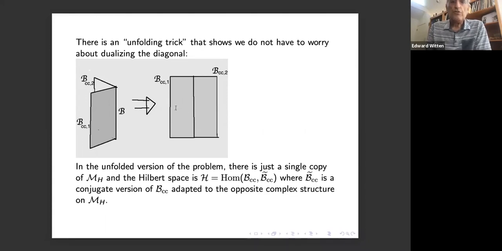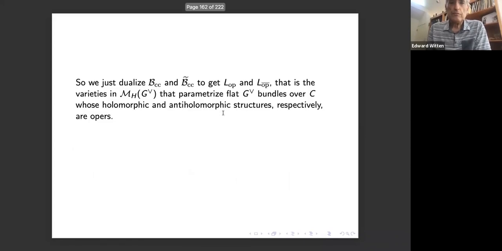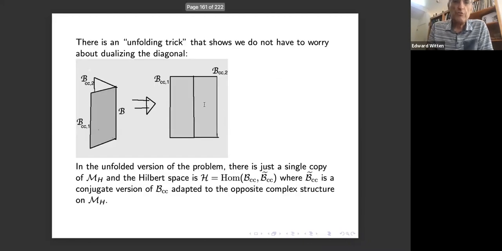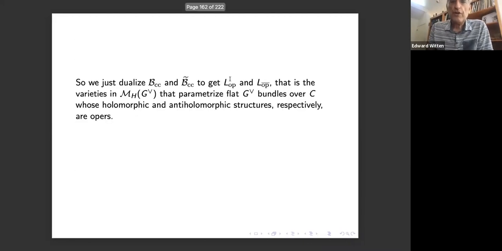If you unfold it, you just have a strip of twice the width. I've drawn a black line where the fold used to be, but nothing is happening there. And then we've got the two boundary conditions, BCC1 and BCC2. So all we have to do is dualize BCC and BCC tilde, which are the same as what I called 1 and 2 here, to get LO pair and LO pair bar.